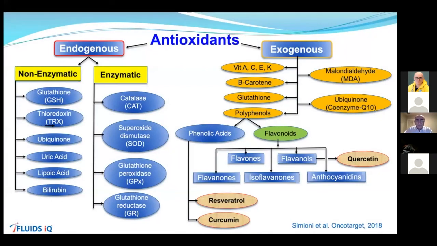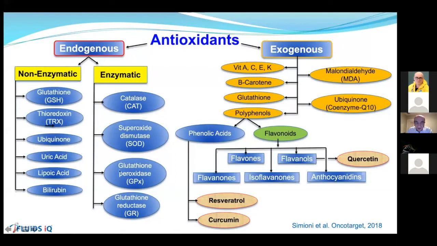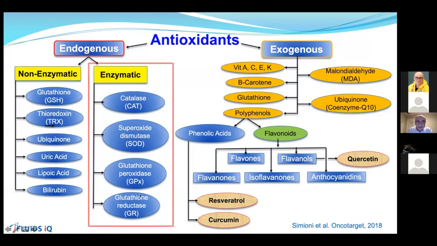Just a reminder, there are many different types of antioxidants. The endogenous ones are very well known. Here are the very important ones: the catalases, superoxide dismutase, glutathione peroxidase, and glutathione reductase. These are the classic endogenous antioxidants. And of course, you all know very well that you can get a lot of exogenous antioxidants, not just in the diet, but through supplementation with various types of flavonoids, quercetin, resveratrol, curcumin, etc.